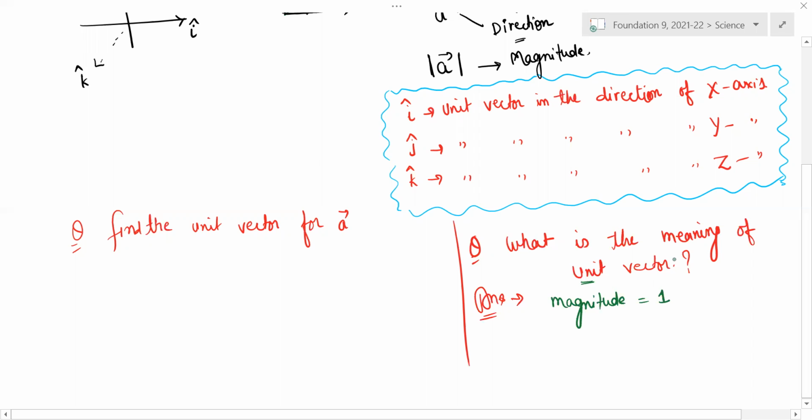And since it is a vector, it will have direction. If you multiply any quantity by 1, it will have the same value. For example, 10 into 1 will be 10 only. Understood? So if I say 10i, magnitude is how much? Magnitude remains 10 and direction we can say x-axis, right? If I say minus 10i, direction is minus x-axis, magnitude remains 10. Magnitude is always positive. Yes or no?